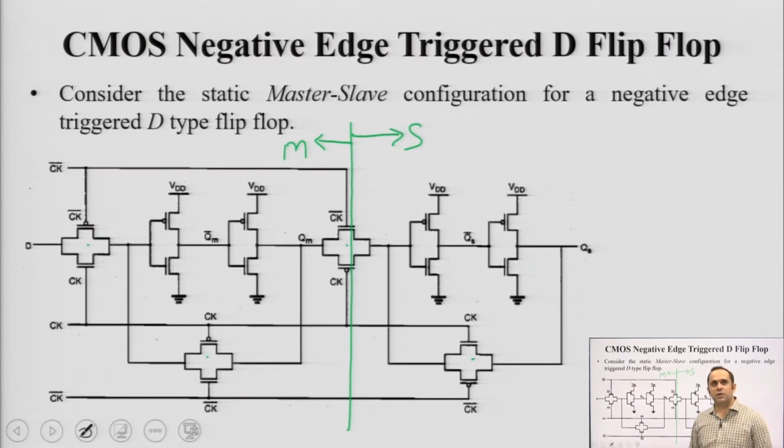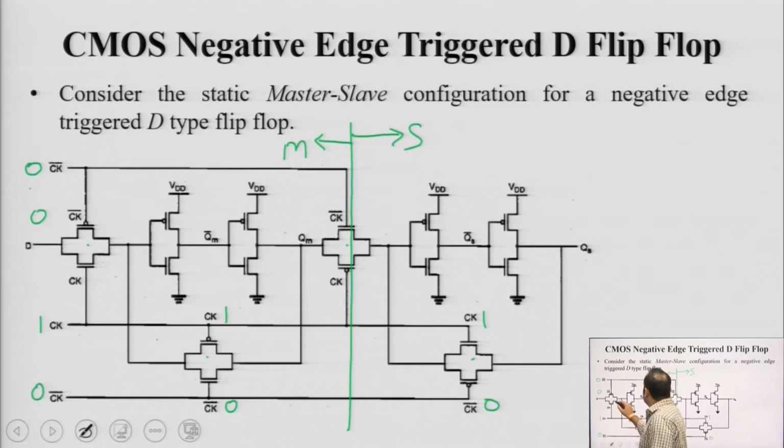Suppose when clock is at logic high. If clock is 1, clock bar becomes 0, here also clock bar becomes 0, clock here is 1 and here it is 0. So, clock is 1 here, 0 here, 1 here and 0 here. So, this transmission gate is on. Whatever is present at D is transmitted to this point.